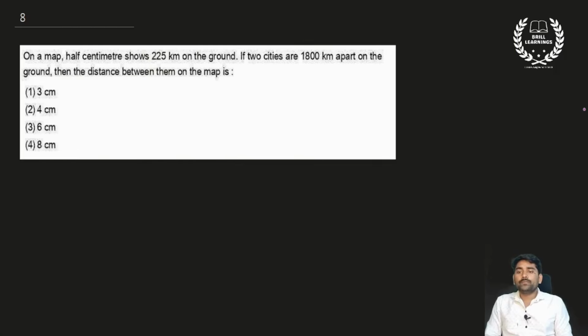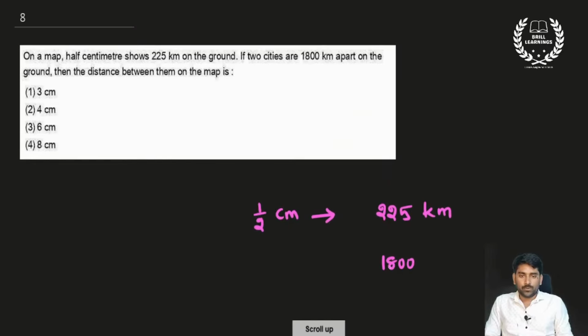On a map, half a centimeter shows 225 kilometers on the ground. That means here half a centimeter on the map is equal to 225 kilometers on the ground. If two cities are 1800 kilometers apart on the ground, then what is the distance between them on the map? So we need to find the distance on the map.